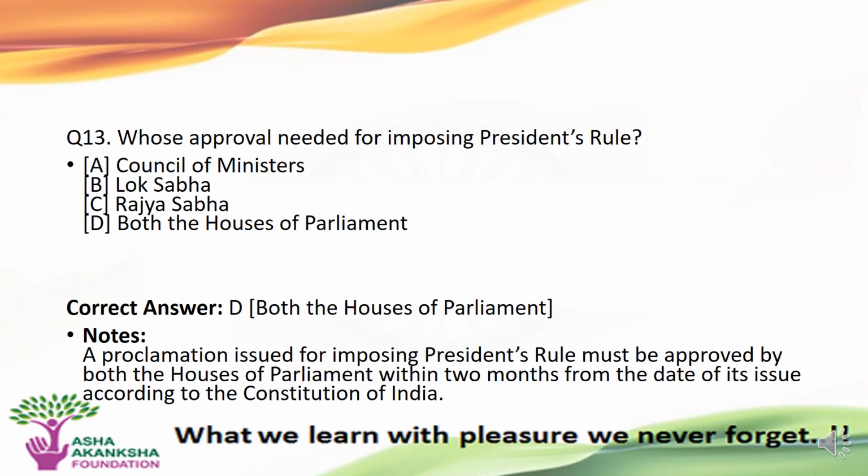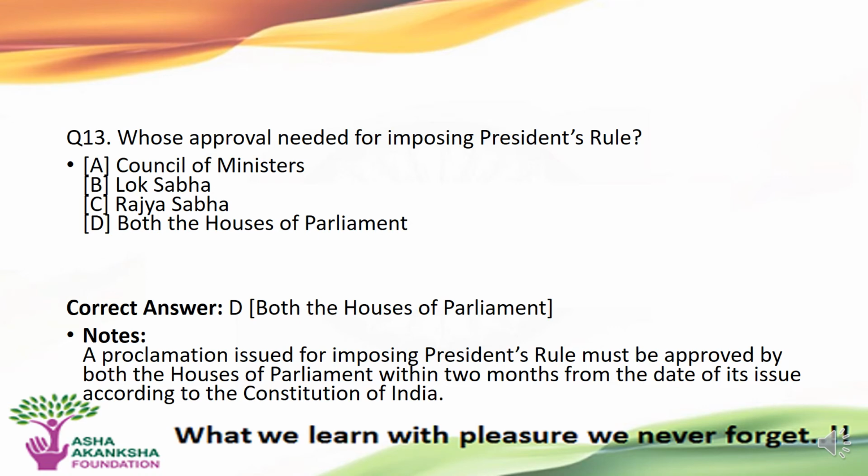The next question is, whose approval is needed for the imposition of President's rule? Options are A. The Council of Ministers, B. Lok Sabha, C. Rajya Sabha, or D. Both the houses of the Parliament. The correct answer to this question is option D, that is, permission of both the Houses of Parliament is necessary for imposing the President's rule in any geographical area of India.